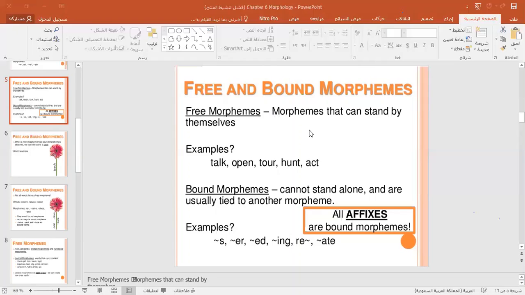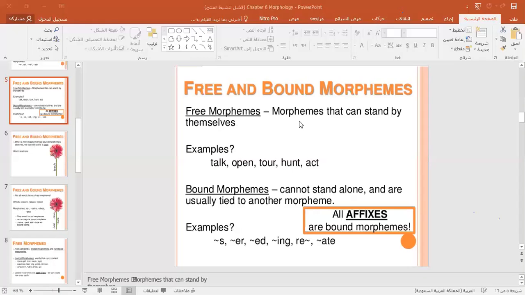How many types do we have? We have two types. One is called free, and the other is called bound. So, what is a free morpheme?